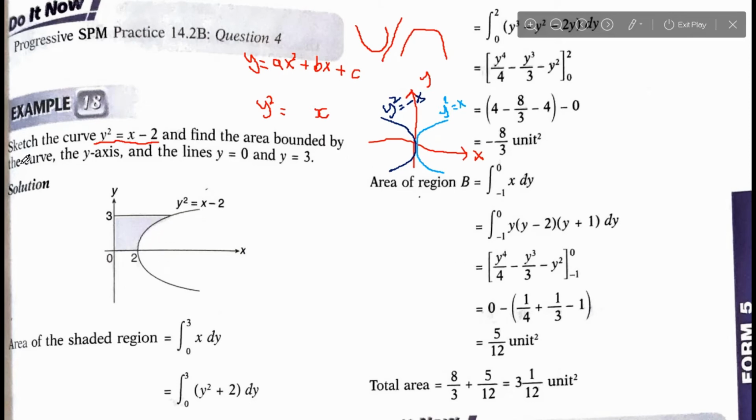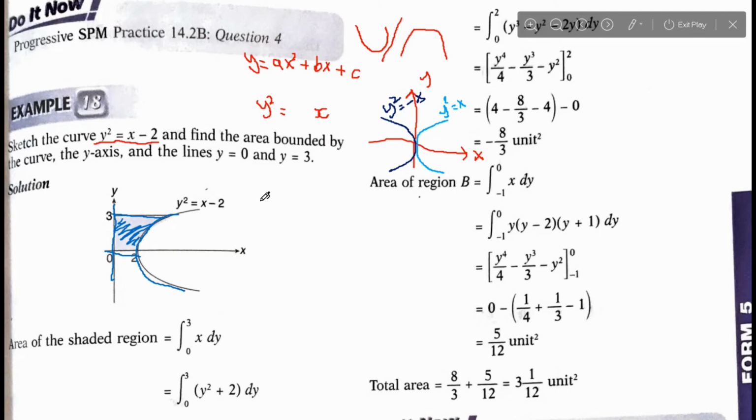Find the area bounded by the curve and the y-axis. The y-axis is here, the curve is this one, and the line y equals 0 is this line, y equals 3 is here. The area bounded by these 4 lines, the region enclosed by these 4 blue lines, is this shaded region.